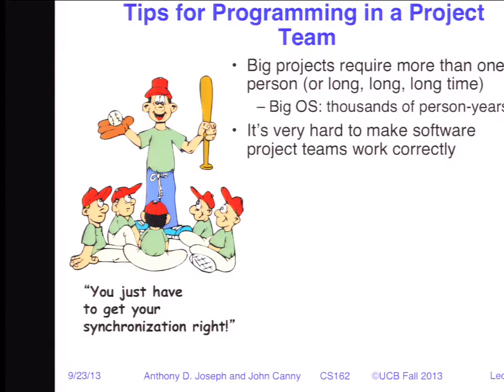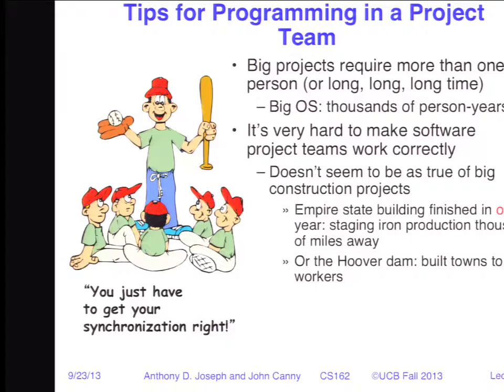The other problem is it's very hard to get software teams to work together. You're going to see that in this class, although hopefully not in the extreme mode as some of the examples that I'm going to use. So I find this always interesting that you don't see this in most large construction projects. Right? The Empire State Building was built in the 1930s, and they did it in a year. Tallest building in the world, they built in a year.